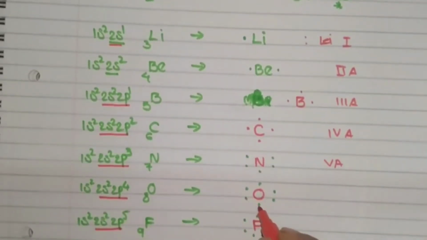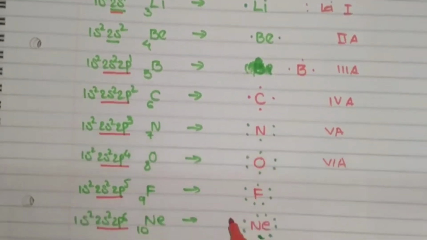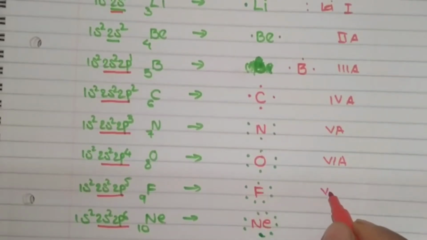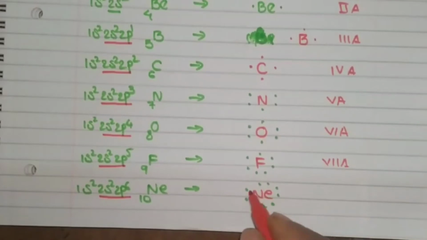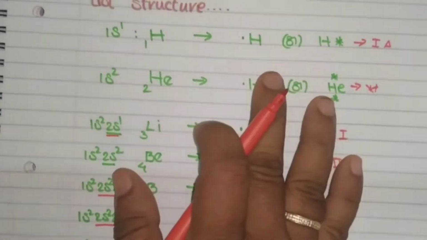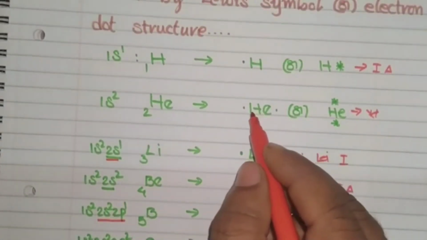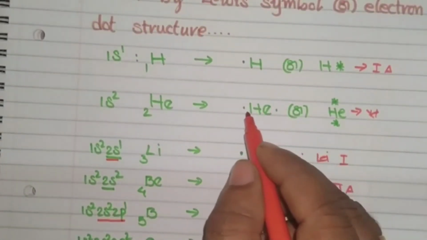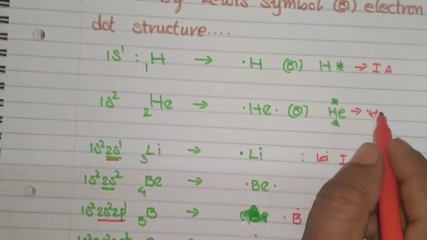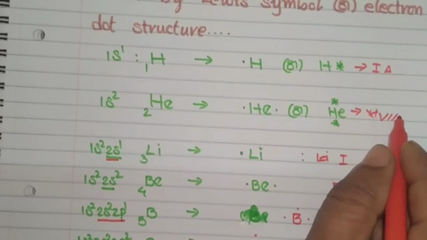Oxygen: 1 2 3 4 5 6, that's why it is a 6A group element. Next, fluorine: 1 2 3 4 5 6 7, that's why it is a 7A group element. Next, neon has 8 electrons, that's why this is an 8A group element. And here, helium has a stable electronic configuration with 2 electrons, that's why there are 2 dots, and this is also an 8A group element.